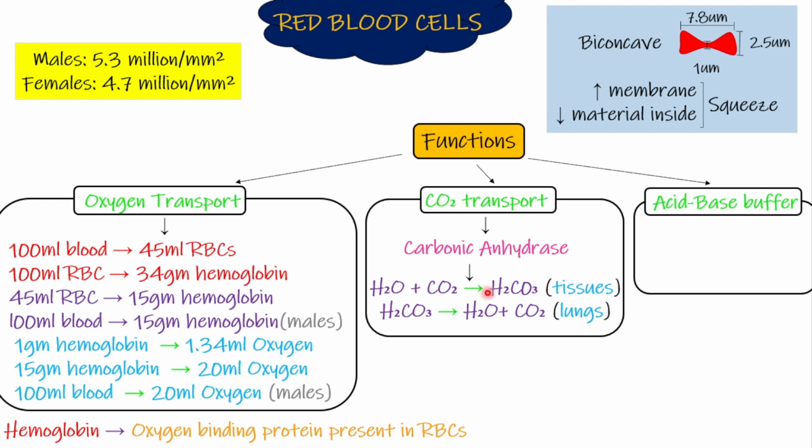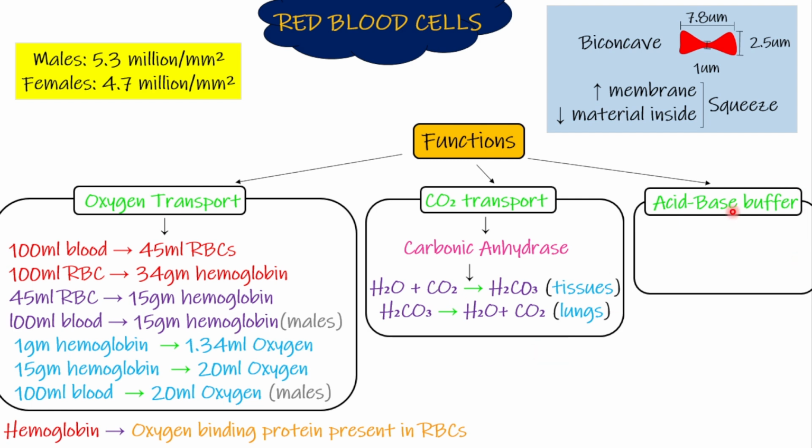Now, which enzyme is catalyzing these reactions? The enzyme is carbonic anhydrase. Carbonic anhydrase is the enzyme which converts water and carbon dioxide into carbonic acid, and then carbonic acid back into water and carbon dioxide. Okay, so this is how the carbon dioxide is transported.